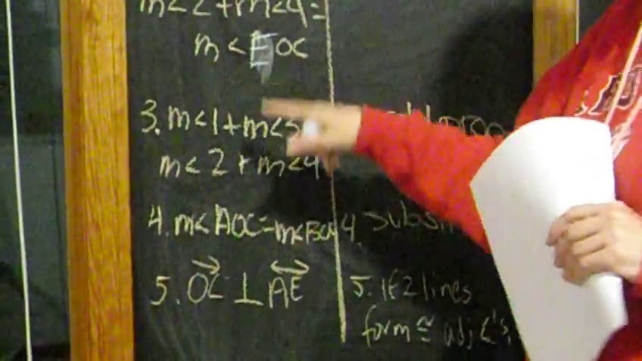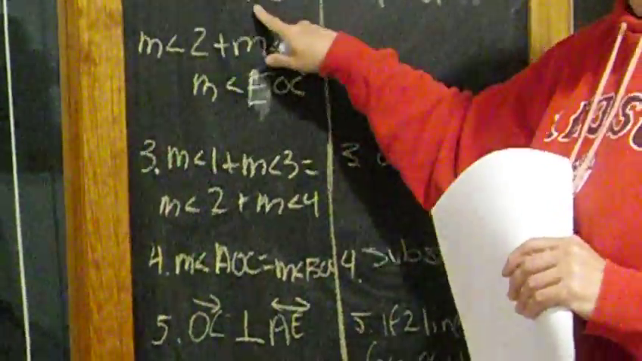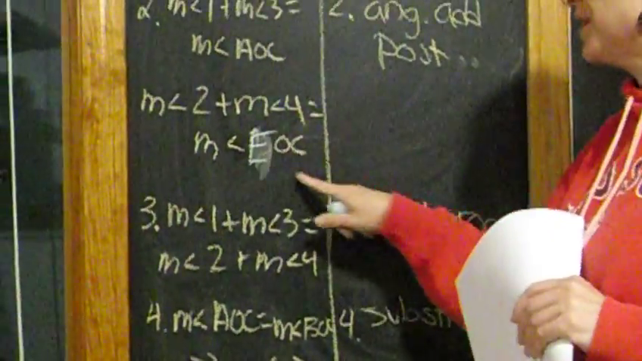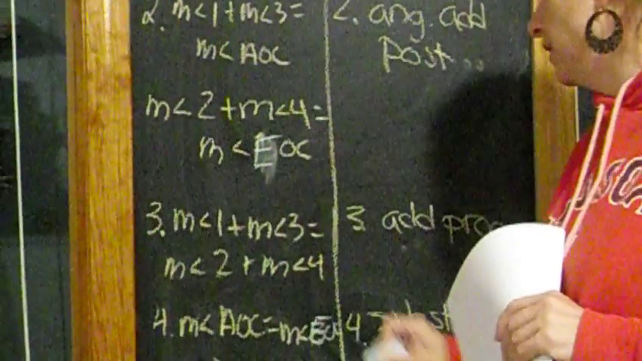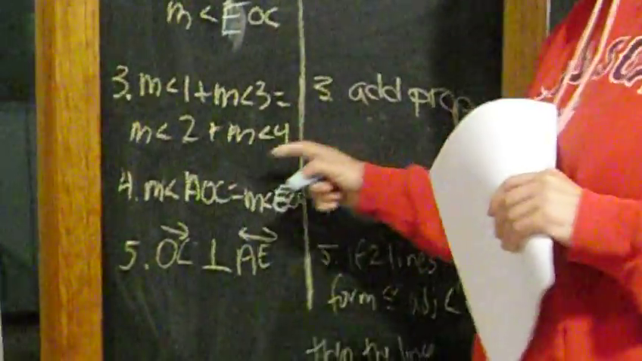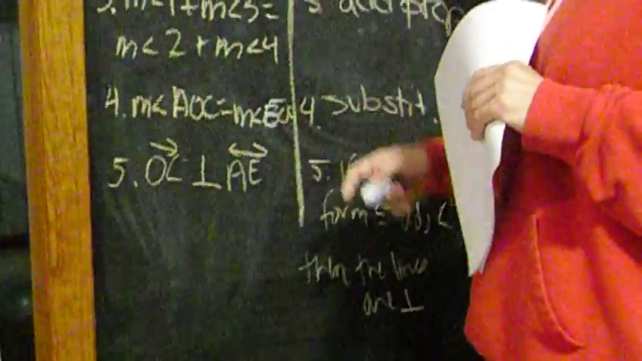So then 1 plus 3 is also another name for AOC. So the measure of angle AOC equals 2 plus 4. It's another name for EOC. That's substitution. I just substituted in 1 plus 3. I just called it AOC. 2 plus 4, I called it EOC.